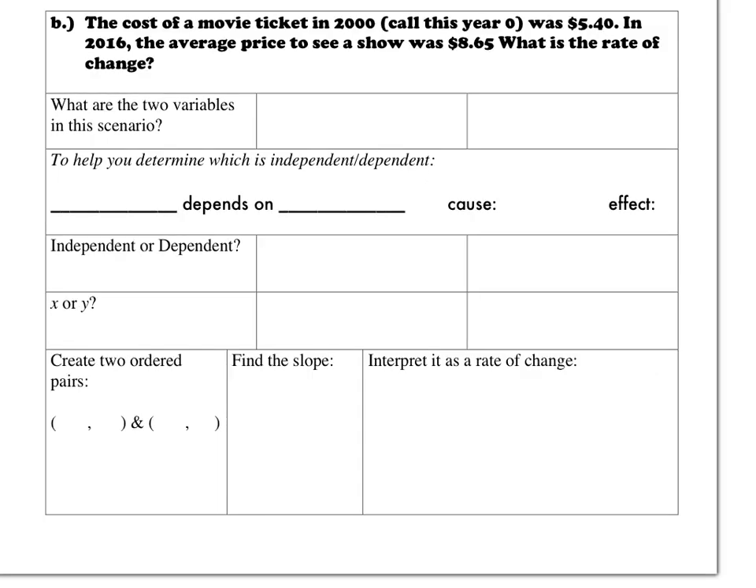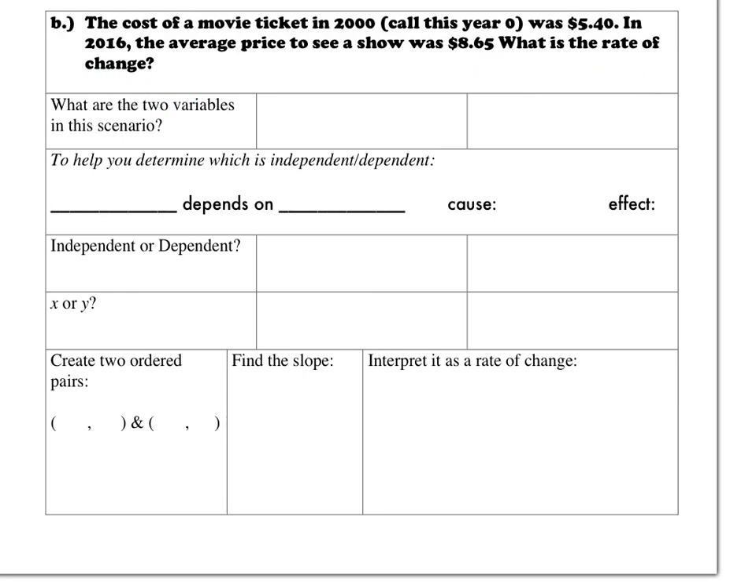So now let's take a look at B. B is saying that the cost of a movie ticket in 2000, we're going to call this year 0, okay, so that's helpful, was $5.40. In 2016, the average price to see a show was $8.65. What is the rate of change?